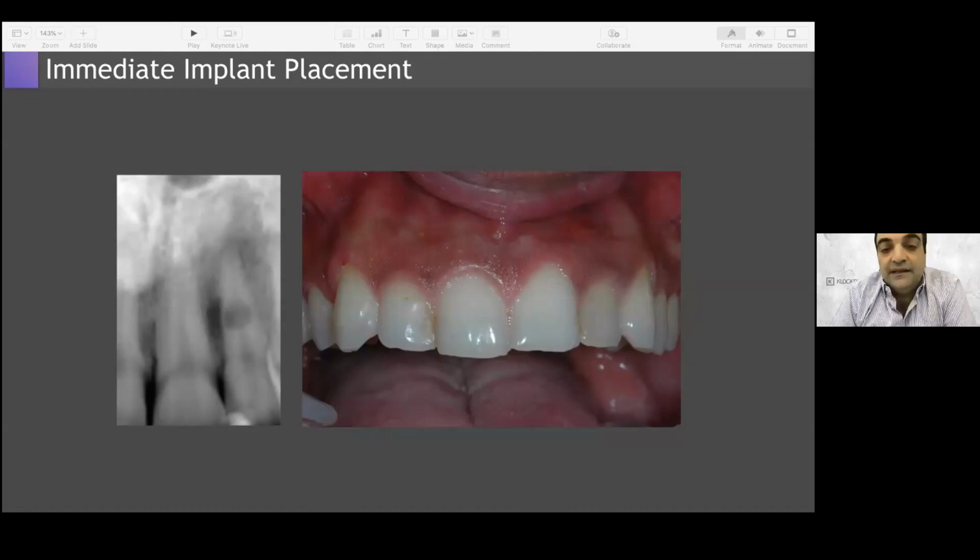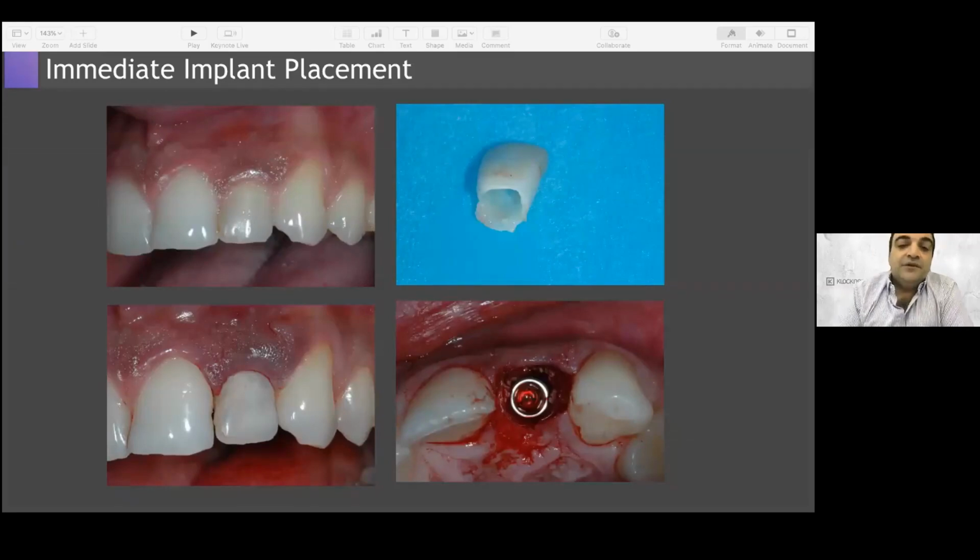This is a clinical case. A patient came to our clinic with a discolored lateral. When we examined the periapical X-ray, we saw internal resorption of the root. Our endodontist told us it's a hopeless tooth, so we had to do the extraction, and we did an immediate implant. We placed our implant. We had a 2 millimeter gap.